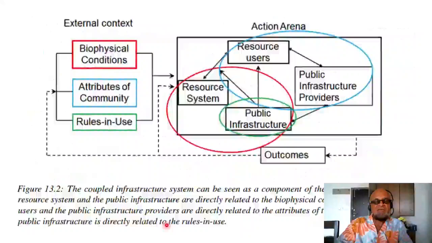So you put it together, this is how it looks. The coupled infrastructure system can be seen as a component of the institutional analysis and development framework. The resource system and the public infrastructure are directly related to the biophysical conditions that we talked about before. The resource users and the public infrastructure providers are directly related to the attributes of the community, and the public infrastructure is directly related to the rules in use. So let's add some details to the IAD framework then.